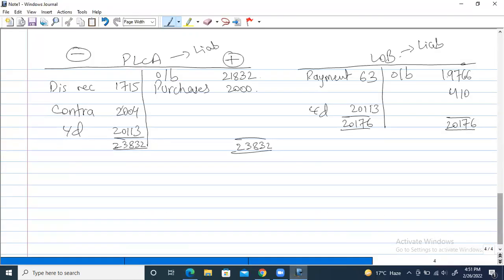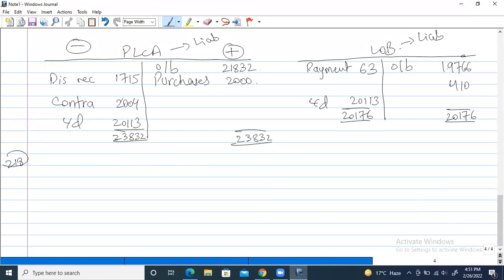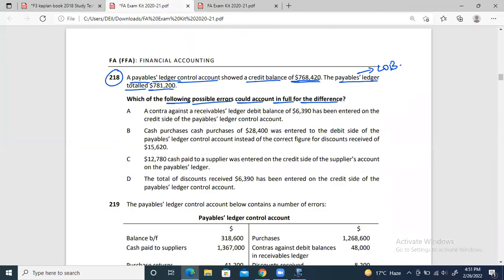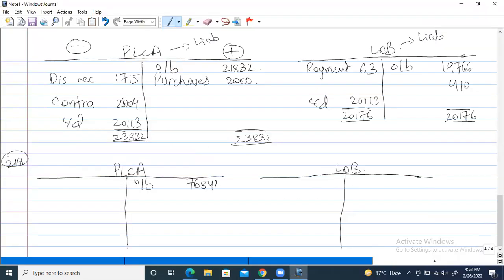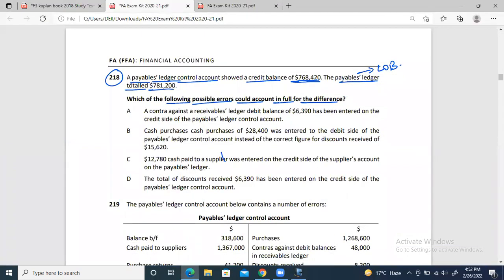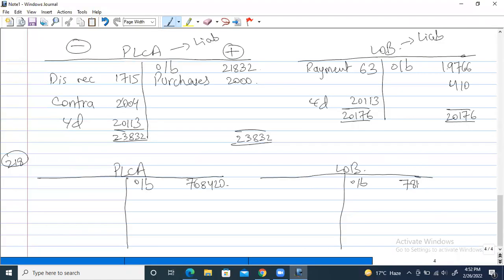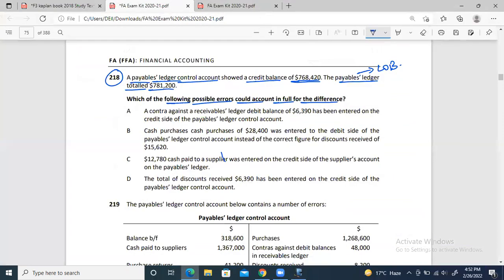Now, first of all, let's start it over here. So this is question 218, and first of all I'll make over here the payables ledger control account, and over here the list of balances. The payables ledger control account is showing 768,420, and the list of balances, the individual balances, are showing 781,200. Now let's start to apply each and every option in this case.